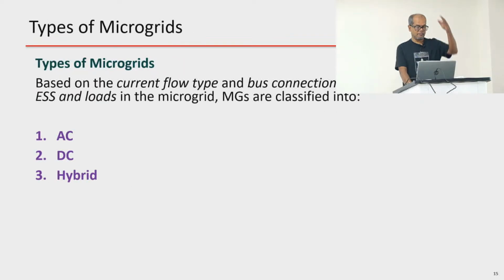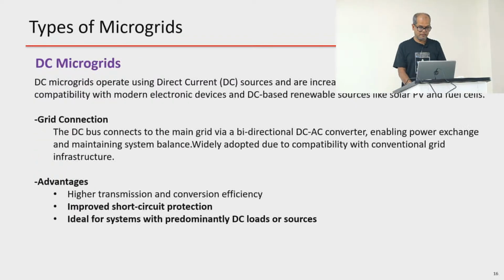And then based on the type of current, either AC or DC, we classify microgrids into AC, DC and hybrid. And again, you probably already know their corresponding advantages and disadvantages.